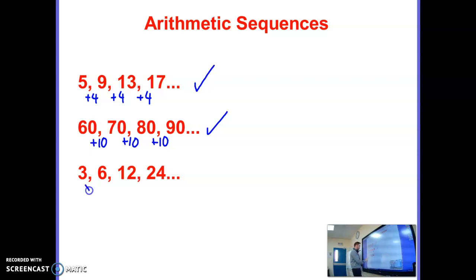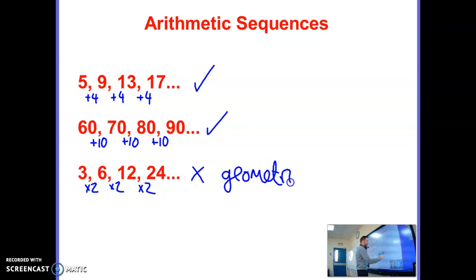This last one, where the rule is to multiply by 2, times 2, times 2, times 2, is not an arithmetic sequence. That is what we call a geometric sequence, and we won't be covering that today. We'll be covering arithmetic sequences, so these first two.